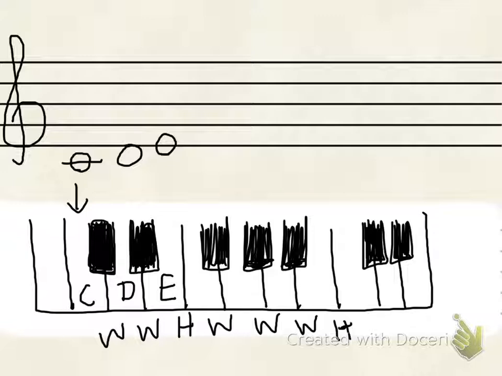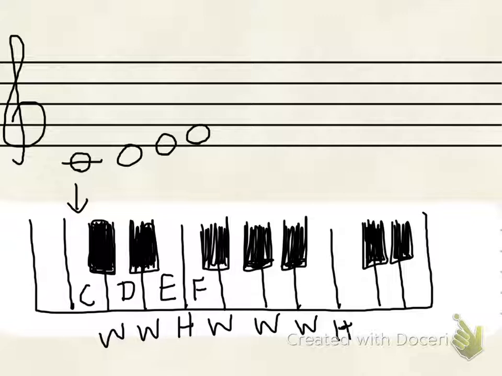So now we need a half step. When we're looking for a half step, we're looking for neighboring keys on the piano. What's interesting is when we go from E to F, which would be the next note to the right or higher on the keyboard, there is no black note there. So that means this next white key is going to be the half step.